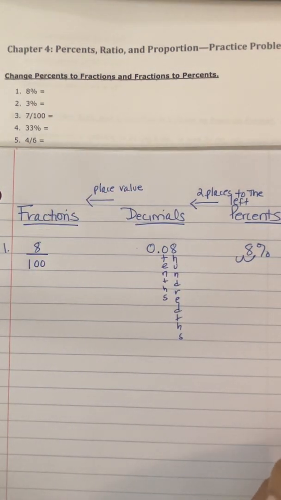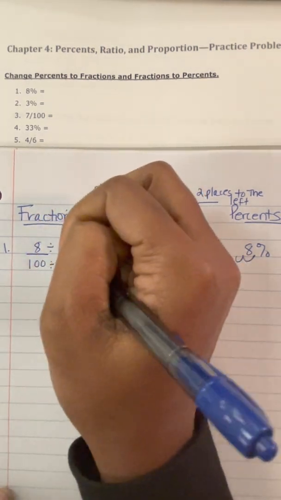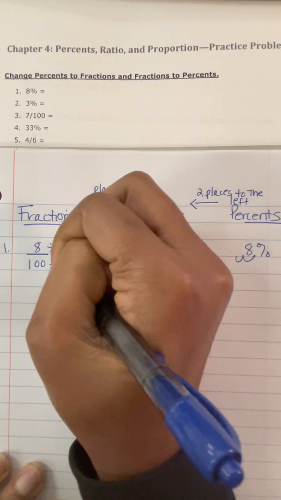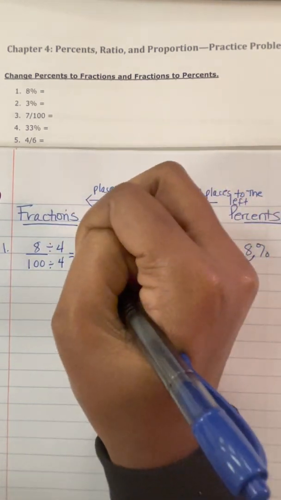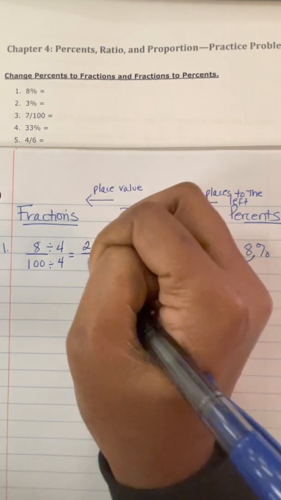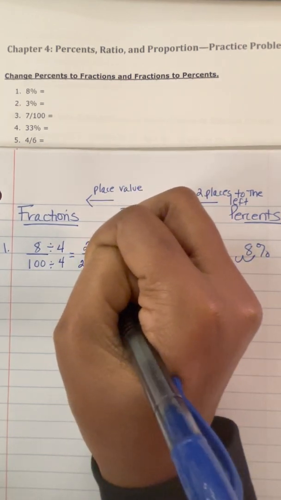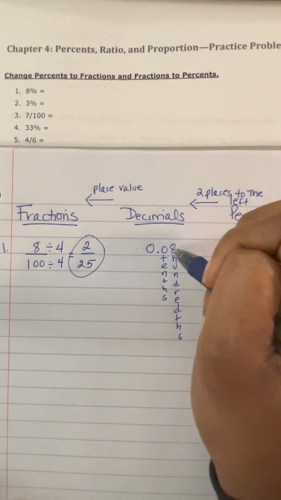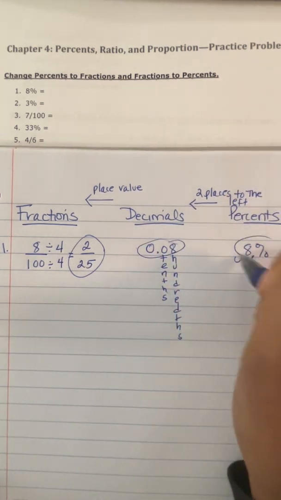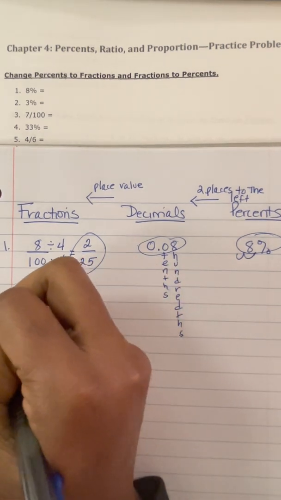8 hundredths. Now you need to reduce your fraction. A number that will go into 8 and 100, I'm thinking 4. 4 goes into 8 2 times, and 4 goes into 100 25 times. So 2 over 25 is your answer. So that is your fraction. This is your decimal, and you started out with 8%. Okay. Let's go to number 3.